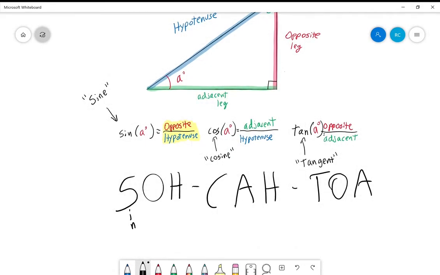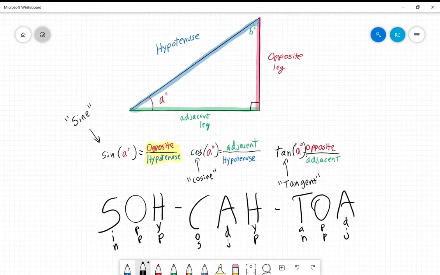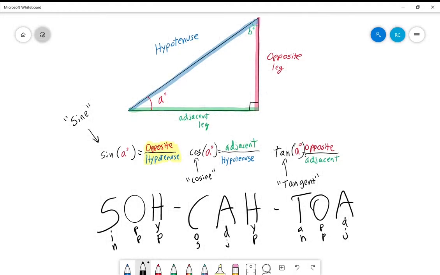In other words, sine is opposite over hypotenuse. Cosine is adjacent over hypotenuse. Note that I'm only writing ADJ for adjacent and HYP for hypotenuse. And tangent is opposite over adjacent. So, SOH CAH TOA. Sine is the opposite over the hypotenuse, cosine is the adjacent over hypotenuse, and tangent is the opposite over the adjacent.